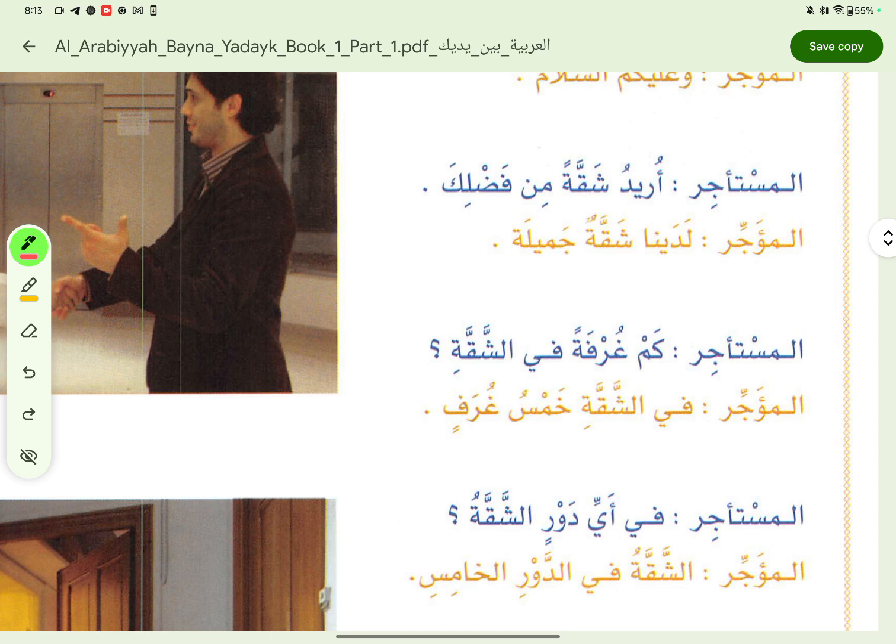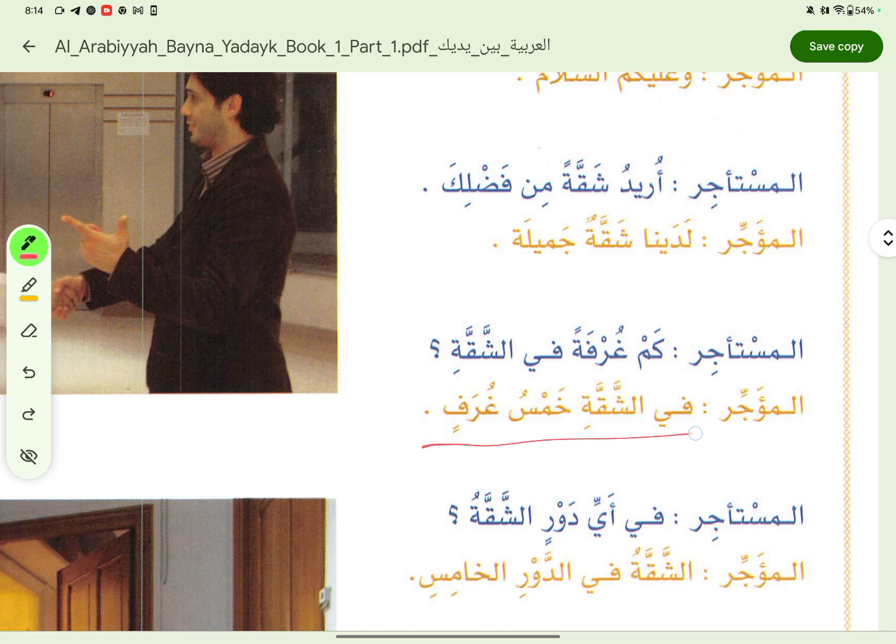So how much or how many? Kam. There's a new word here. So write that down. Kam, how much or how many? غرفة, room. في الشقة. كم غرفة في الشقة?